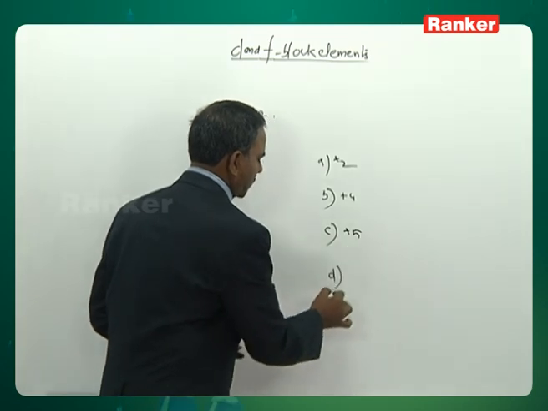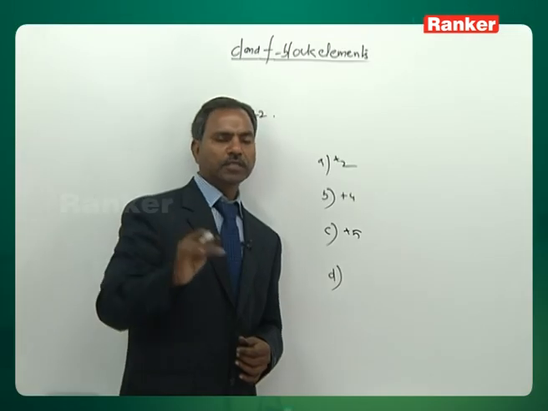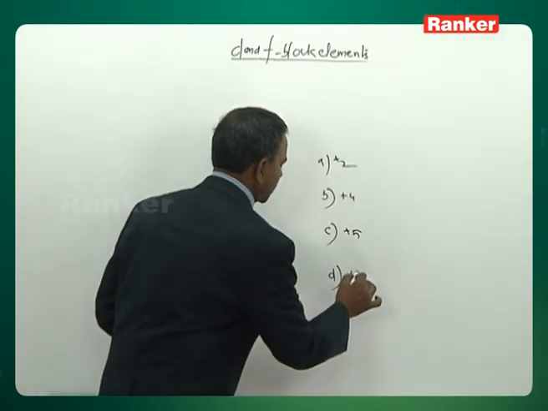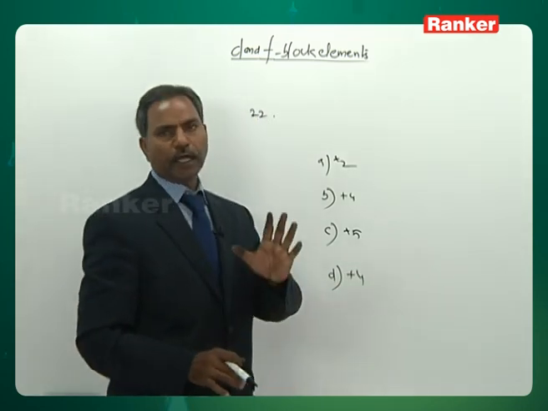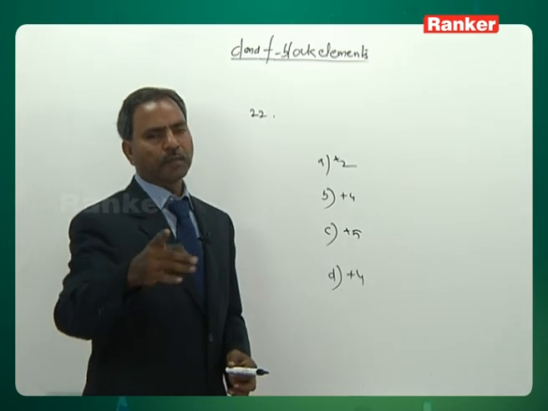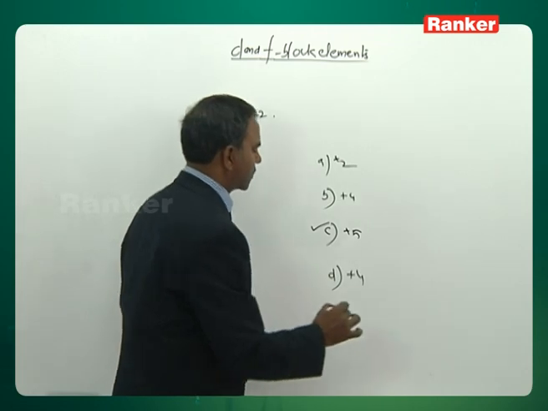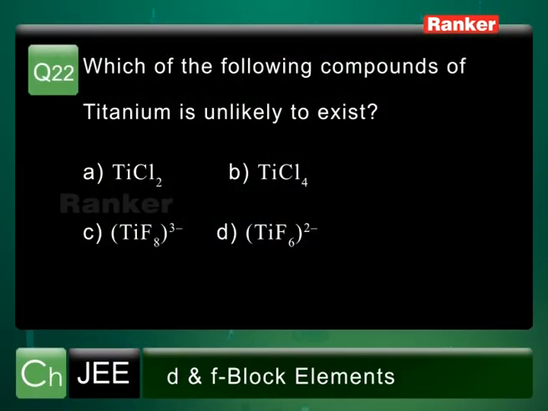And again, option D you take. TiF6 minus 2. Inside are minus 6 charges, and 2 charges are existing, so it comes to be plus 4 again. But I said titanium's maximum possible oxidation number is only plus 4. But in the case of option C, it comes to be 5. Therefore, this is the correct answer. For this, the answer is C.